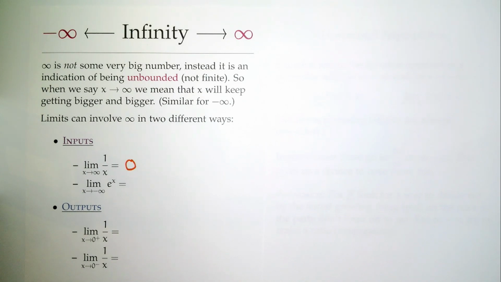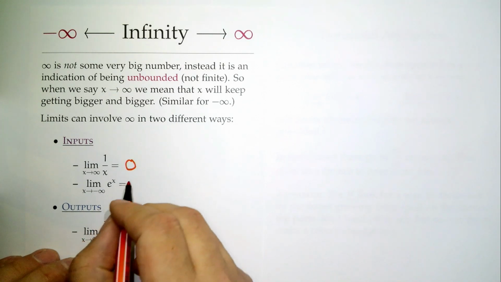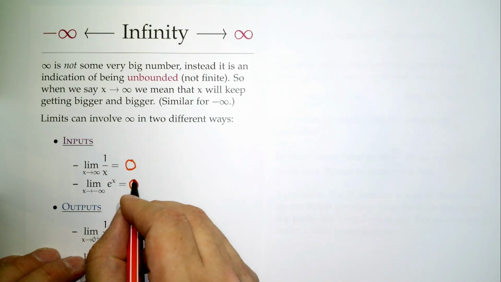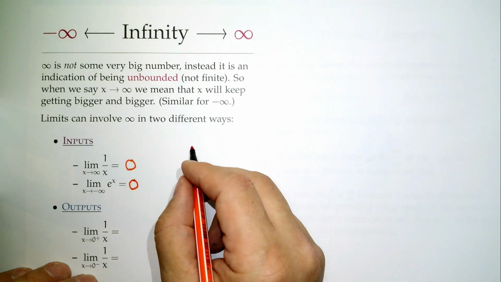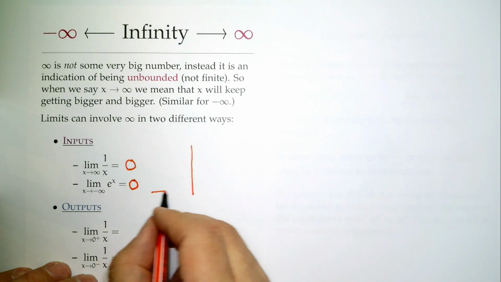So the bottom part gets bigger and bigger. The whole expression gets smaller, which means that this is 0. Don't worry, we will have answers which are not 0 going forward. Maybe. We'll see. So this is visible if you graph e to the x.